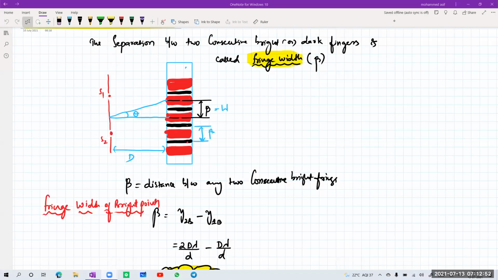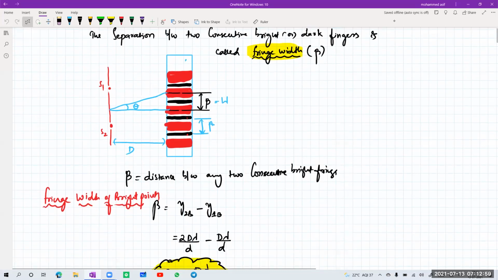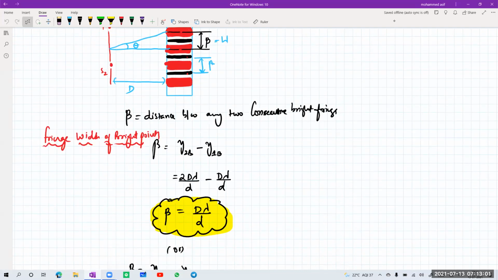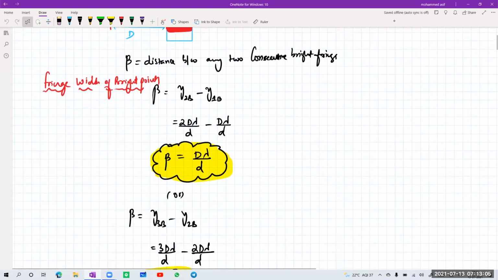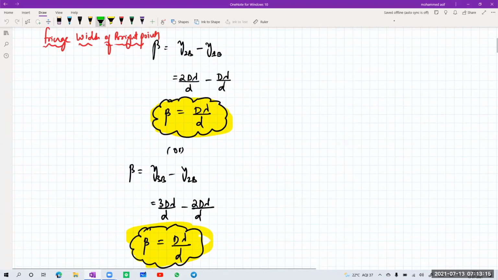Okay. So what is the fringe width beta? The separation between two consecutive bright or two consecutive dark fringes is called the fringe width, and it is the distance between any two consecutive bright or dark fringes. So the basic formula we derived yesterday is beta equals D lambda by d. Capital D is the distance of the screen from the slit, lambda is the wavelength, and small d is the distance between the coherent sources S1 and S2.